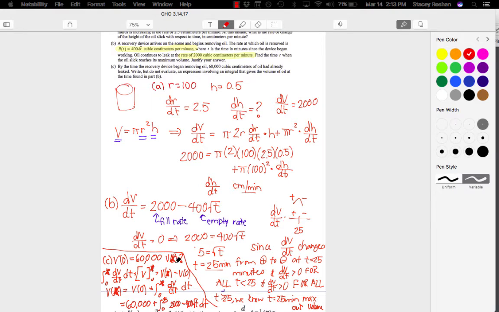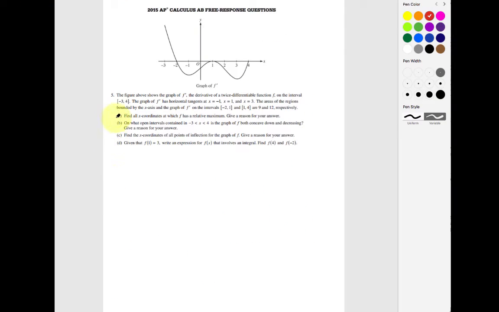So let me show you one other problem that's like that to make this clear. I'm going to go ahead and do number 5, just part D. They tell you that f of 1 is 3 and that you need to find f of 4 and f of negative 2. What's given in the graph is f prime. So we know that the antiderivative of f prime is going to bring us back to f. So they ask us to write an expression for f of x.